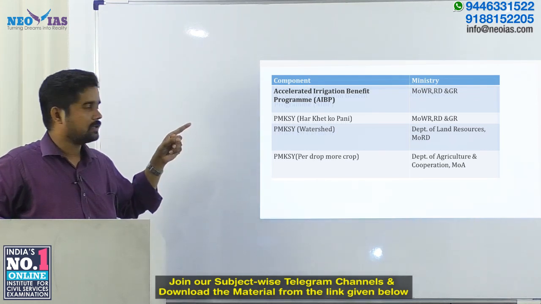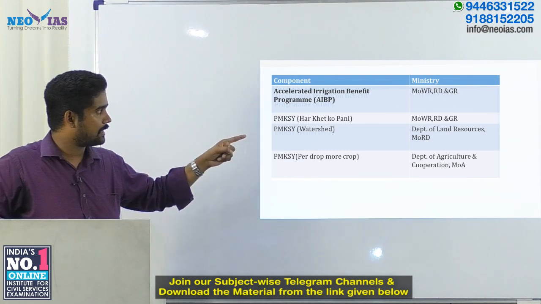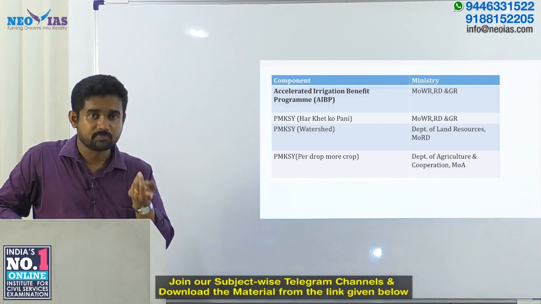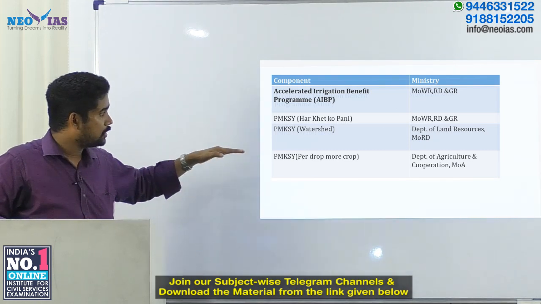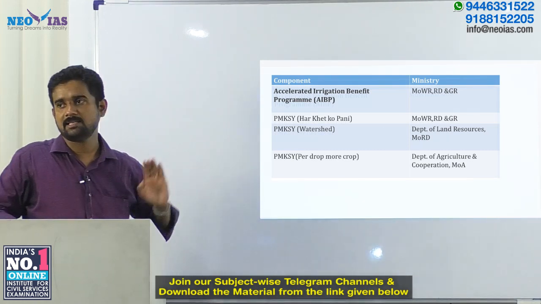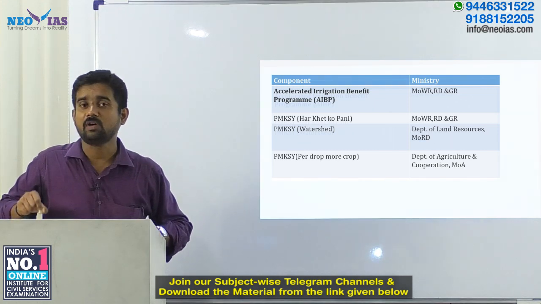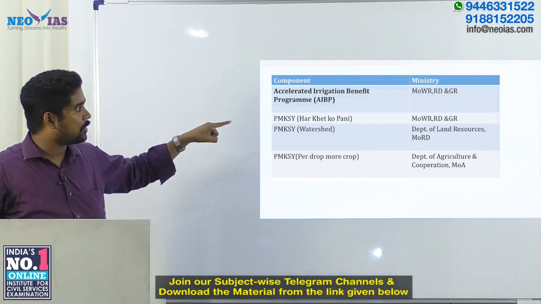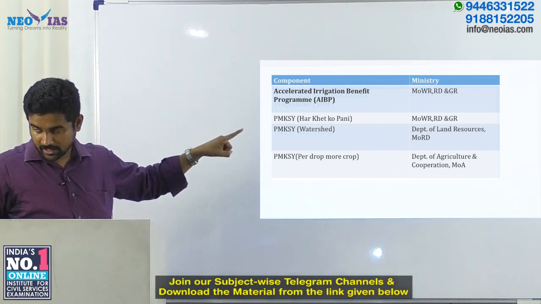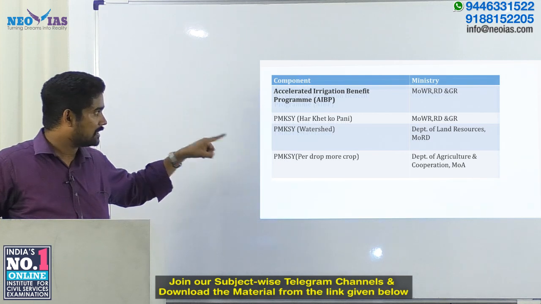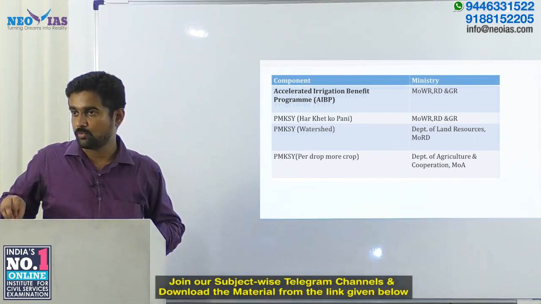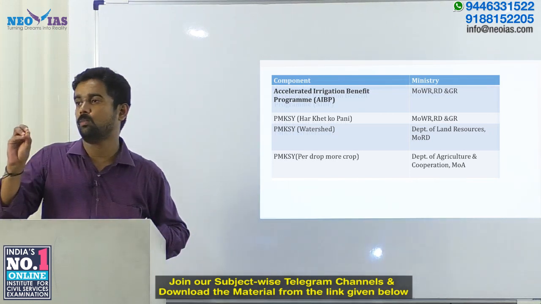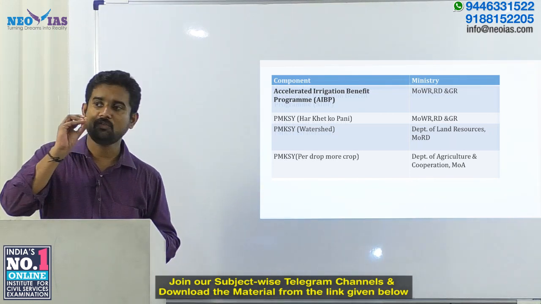The watershed component has been taken care of by the Department of Land Resources of the Ministry of Rural Development. And the last one, per drop more crop, is taken care of by the Ministry of Agriculture. So the first is taken care of by the Ministry of Water Resources, Har Khet Ko Pani again by the Ministry of Water Resources, the watershed component by the Ministry of Rural Development, and last but not least, the idea of per drop more crop by the Ministry of Agriculture.